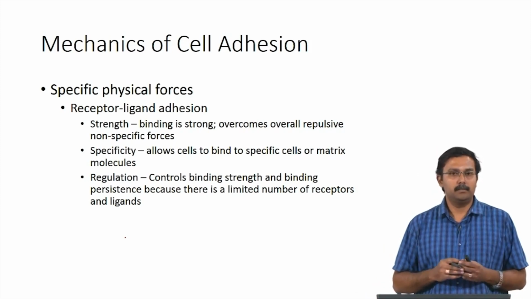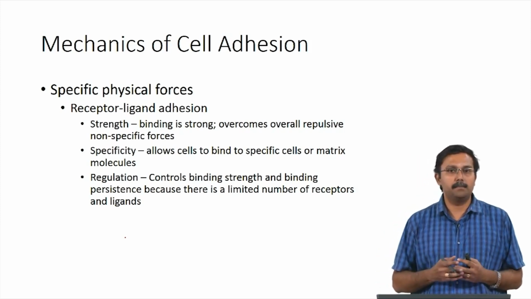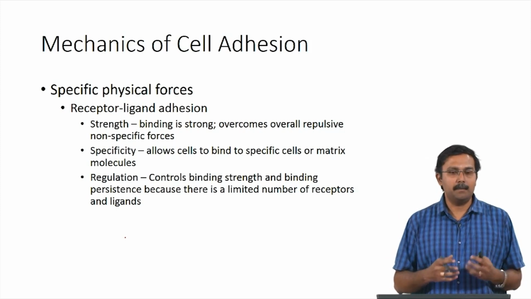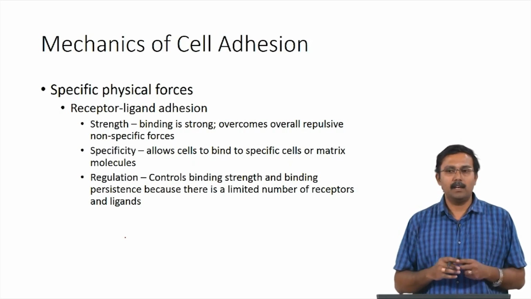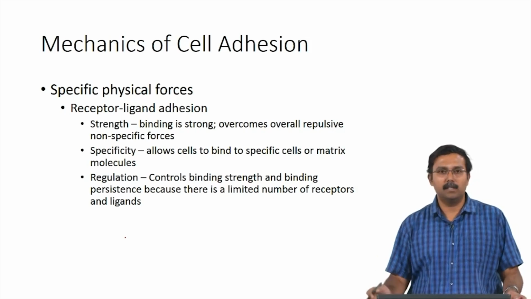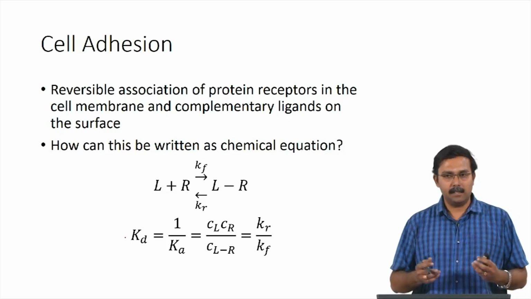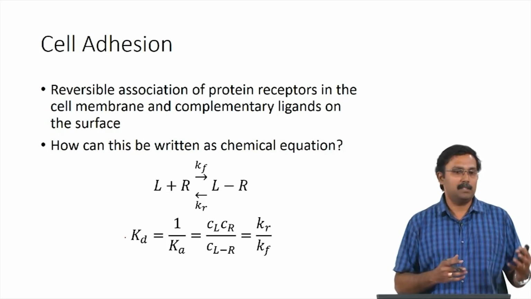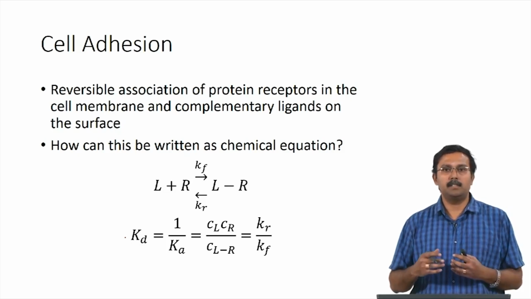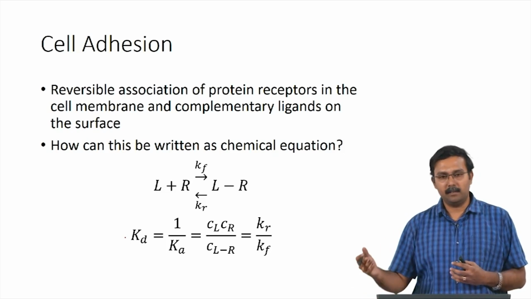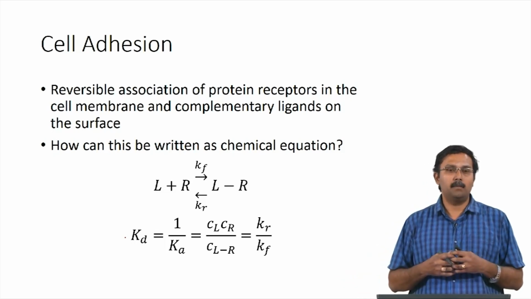Okay. So, this receptor-ligand binding controls the binding strength and the binding persistence, because there are a limited number of receptors and ligands on the surface. Based on that, you can regulate how strong it is and where it binds. When we talk about cell adhesion in general, we usually are talking about this ligand-receptor binding: the reversible association of protein receptors in the membrane to complementary ligands, which could be present on a surface or on another cell.